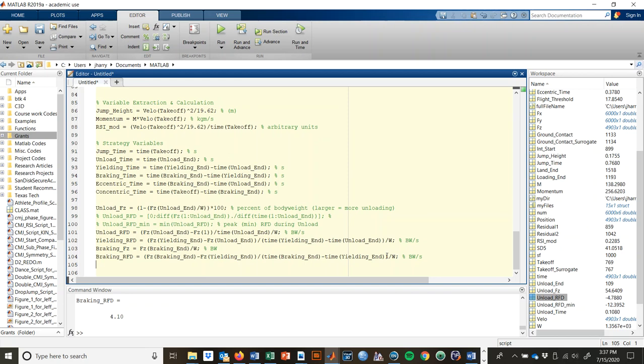Another variable, I'm not a super huge fan of concentric variables, but you may want to look at the average force during the concentric phase. Some show that being a kind of useful metric to look at. So we'll go ahead and add that one in. We'll call this concentric FZ. This is simply going to be the average, or in MATLAB's case, we'll use the mean. We'll take the mean of the force, or the FZ, between braking end and takeoff. So that's the average force during the concentric phase. We close out our parentheses to fit the order of operations, and we'll divide by body weight so that this will be in units of body weights.